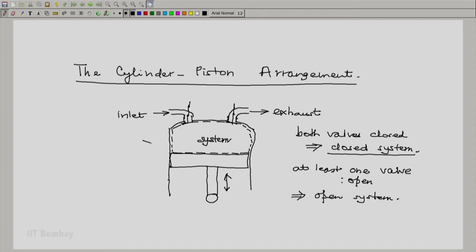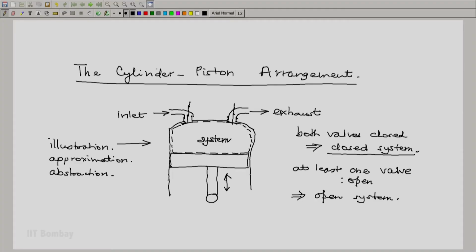Remember that the cylinder piston arrangement is an illustration or an approximation or an abstraction of thermodynamic systems. And as we proceed, we will be able to approximate not only closed systems and open systems by using this scheme, but even in real life you will notice that not only a syringe but a similar arrangement of that of a gun or a cannon is that of a cylinder piston arrangement.